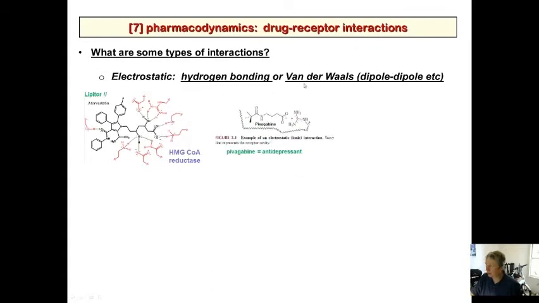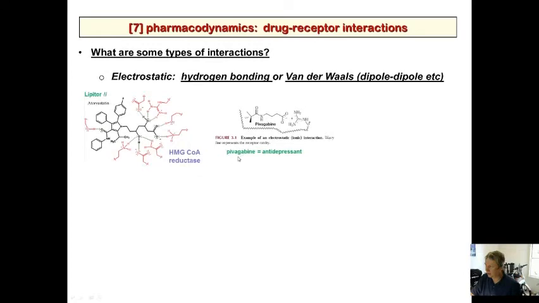What about another example, an electrostatic or ionic interaction. So this is kind of in the van der Waals territory. This is not hydrogen bonding as such. There may be a little bit of hydrogen bonding between the oxygens and the nitrogens, but also it's electrostatic. There's a negatively charged part of the drug interacting with a positively charged part of the receptor. So it's an electrostatic or ionic interaction.